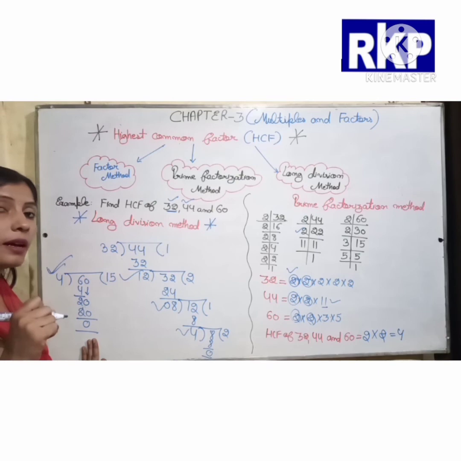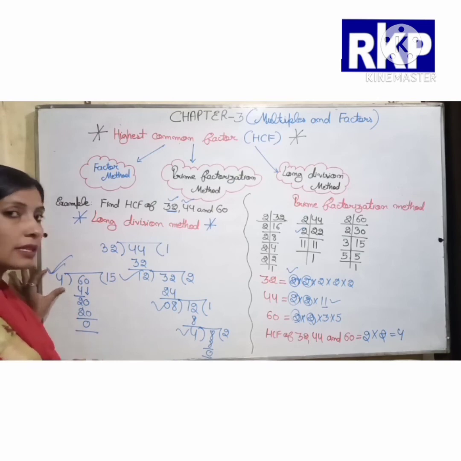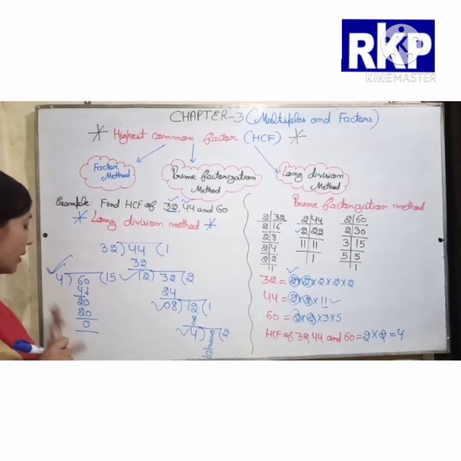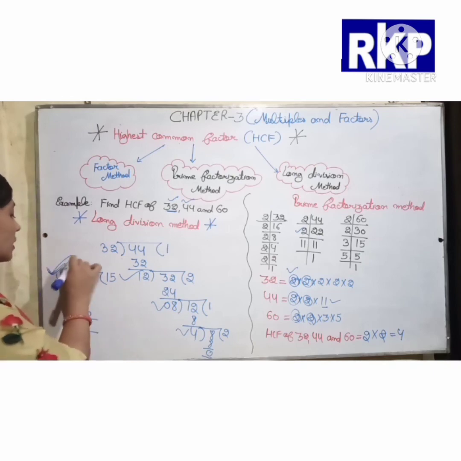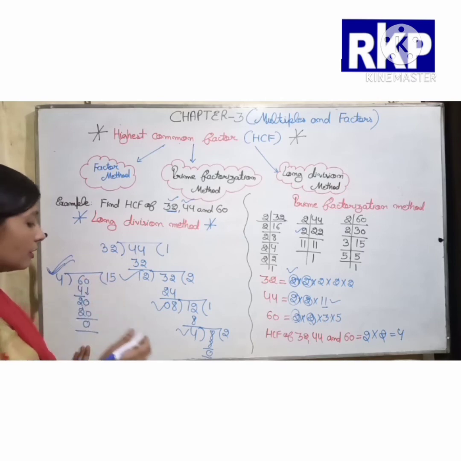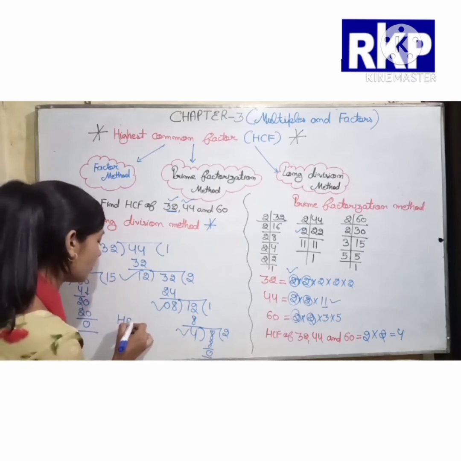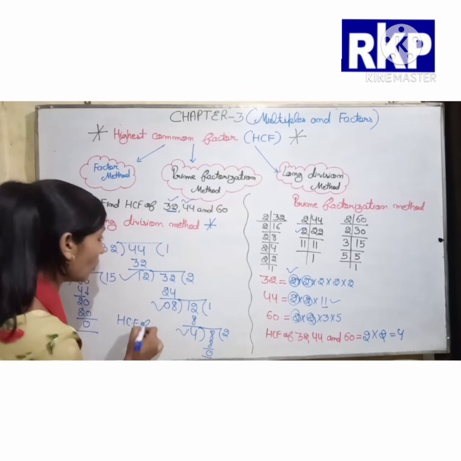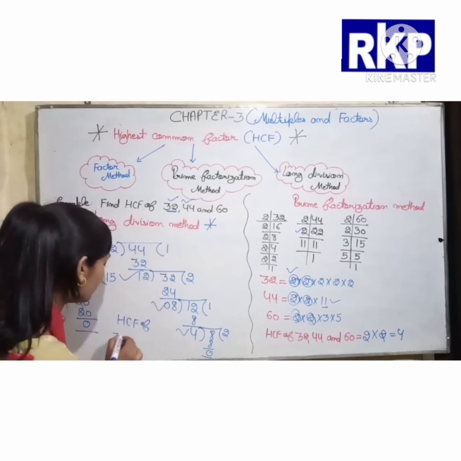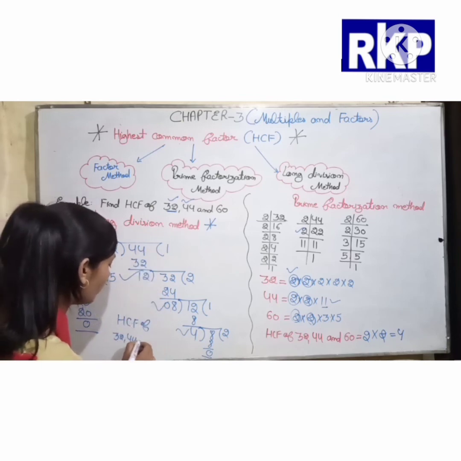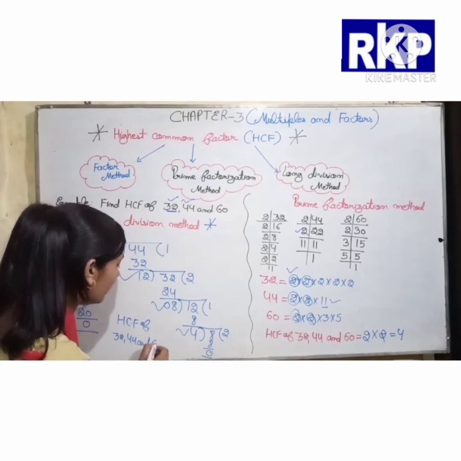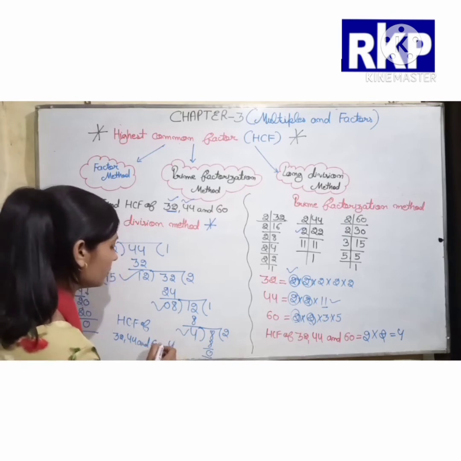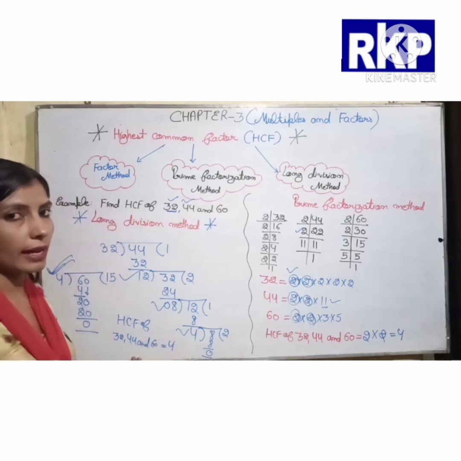Okay, 4 is the answer, because we know last divisor will be our answer, and here we have 0 as a remainder. So 4 is the last divisor. So what is the HCF of 32, 44 and 64? Okay, 4 is the HCF.